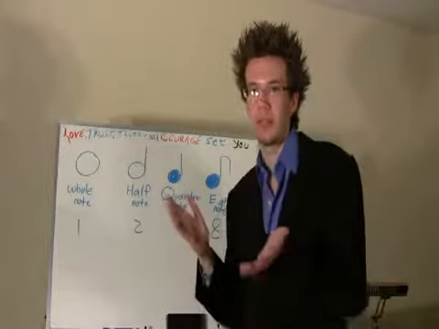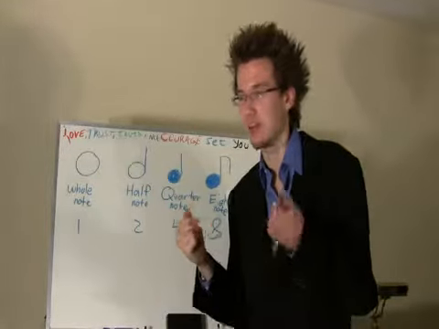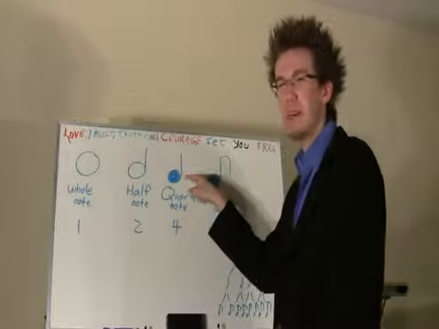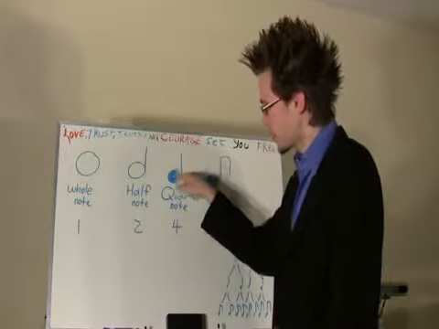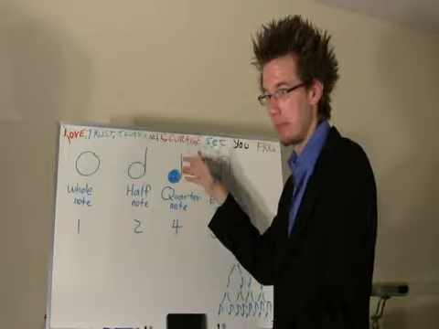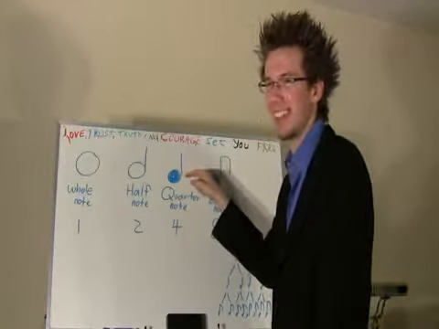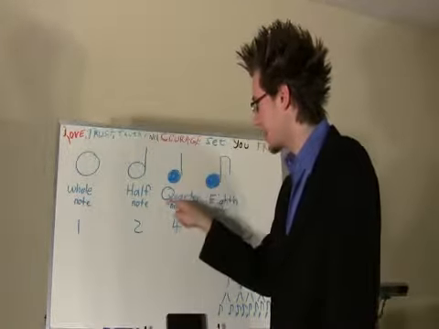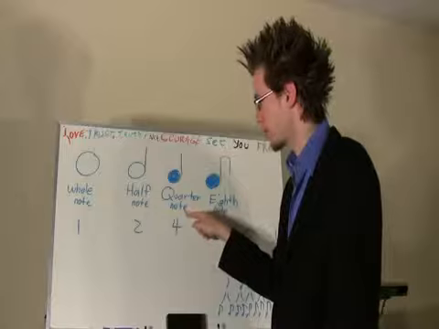Okay, now quarter note. We can't add another stick onto it, so what do we have to do? Let's fill the circle in. So the quarter note is a circle with a stick that's filled in. Pretty hard, huh? So it's a circle with a stick filled in. And this is called a quarter note.